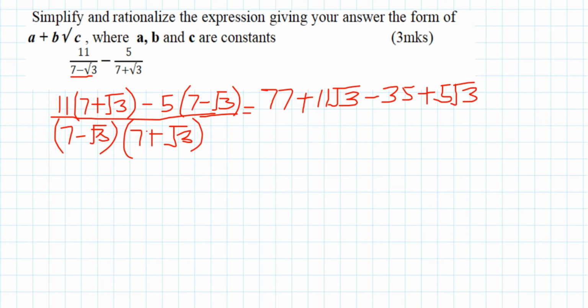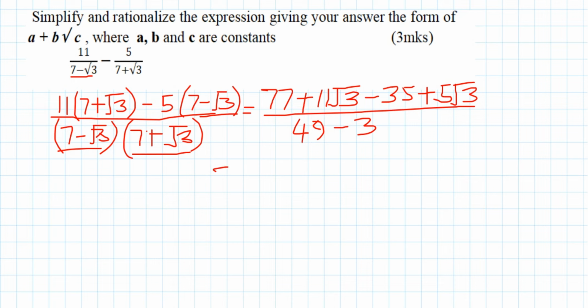Then all this we divide by, again, when you look at our denominator, this is a difference of two squares. So since it's a difference of two squares, we take 7 squared, which gives us 49. And then we take away the square root of 3 squared, which is going to give us still a 3. And then now we can put the like terms together in the numerator.